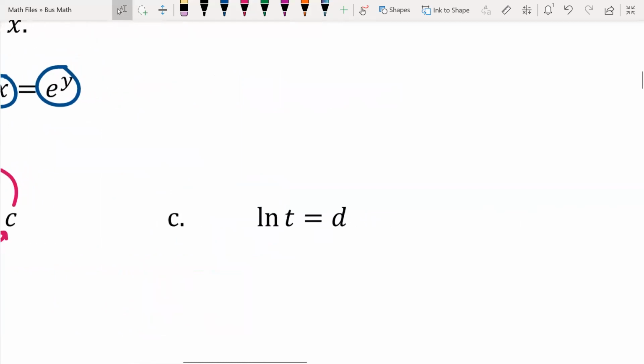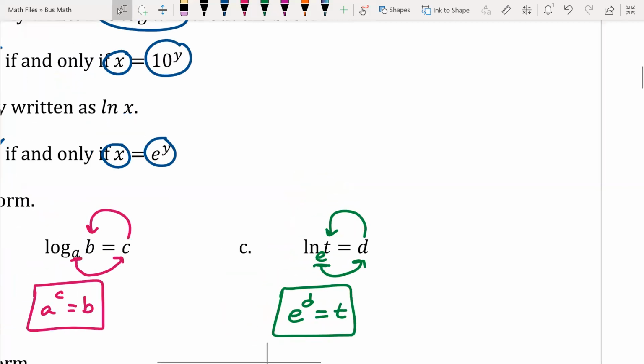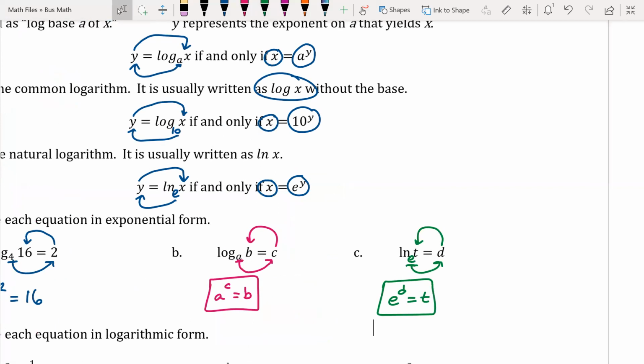And then C says the natural log of t equal to d. So here we want to convert from natural log to exponential. Remember that the natural log has a base of e. So what we're going to do is take this base, raise it to that outside number. So e to the d is going to be equal to the inside number of t. All right, and that's going from log to exponential.